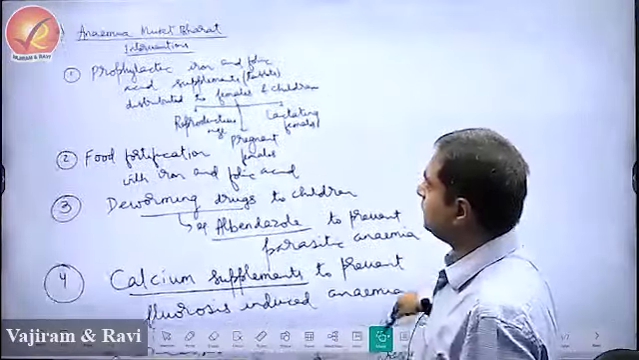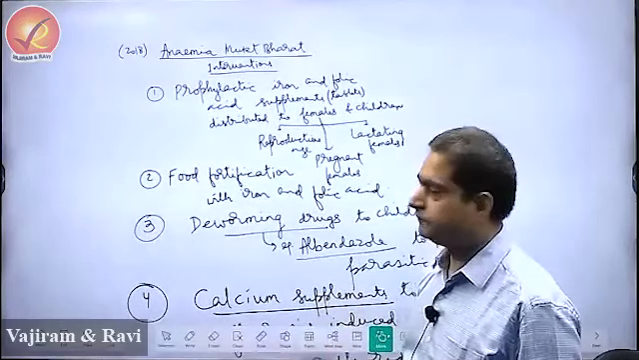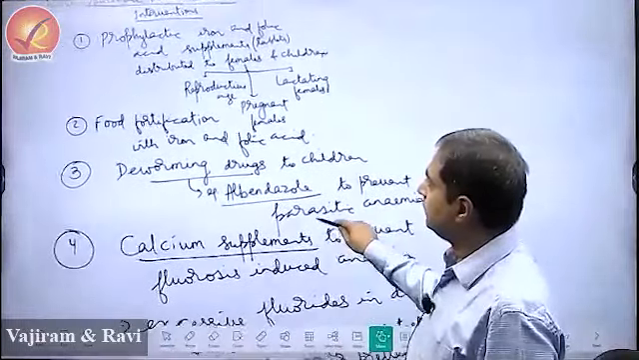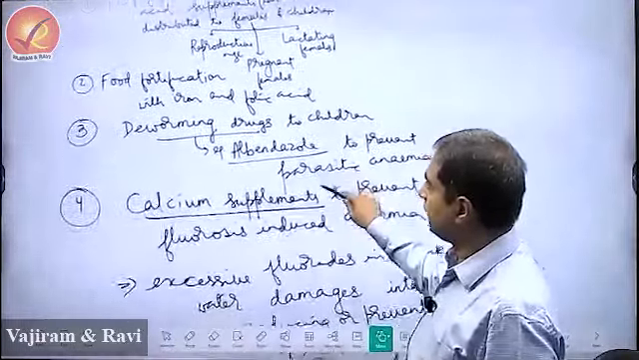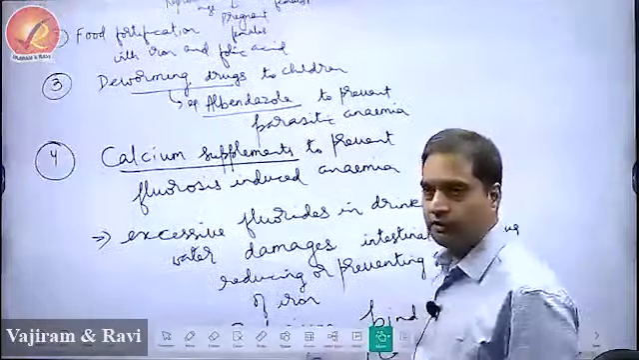So these are some of the important strategies as a part of Anemia Mukt Bharat interventions: prophylactic iron and folic acid supplementation to women and children, food fortification with iron and folic acid, deworming drugs, and calcium supplements to prevent fluorosis induced anemia.